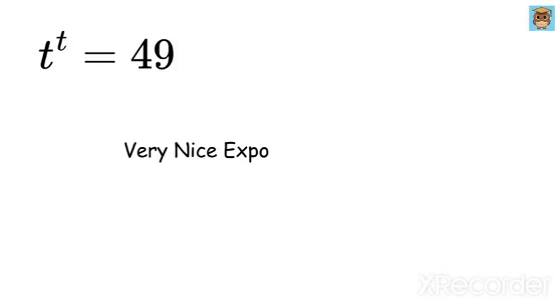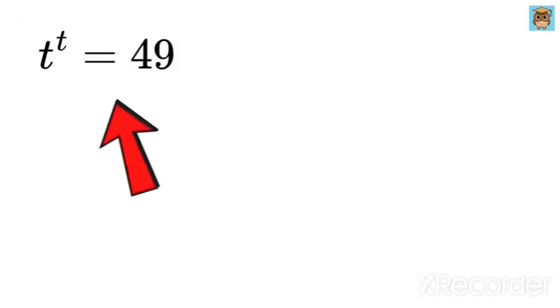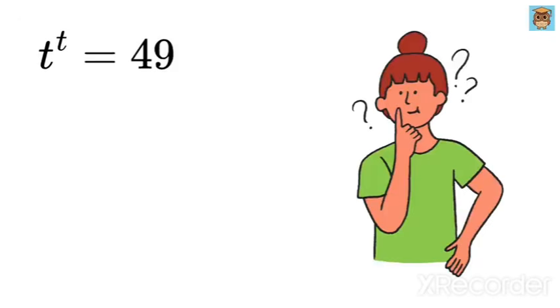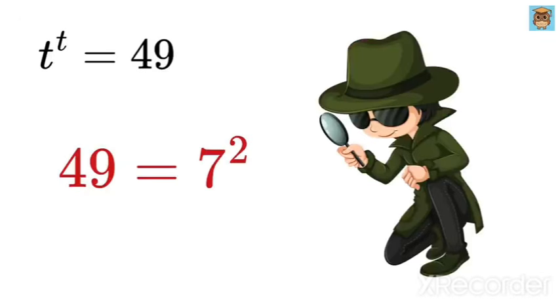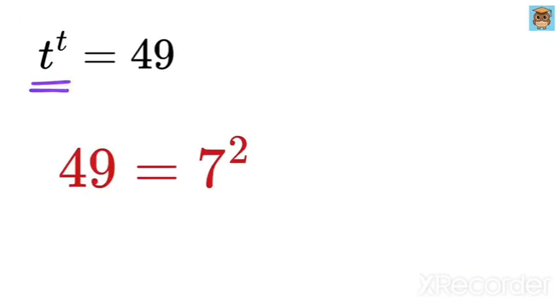Today we have a very nice exponential equation: t raised to t equals 49. We need to solve for t. The first thing that comes to mind is that 49 can be written as 7 squared. But if you look at the equation, we have t to the t, and this is not of that form, so the answer is completely different and not what you think.